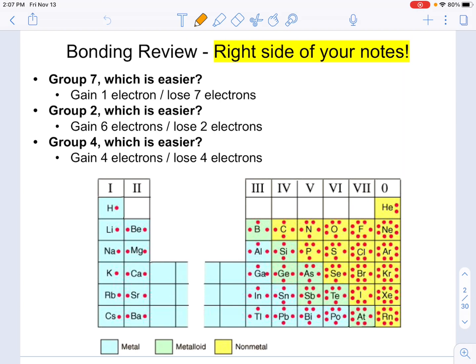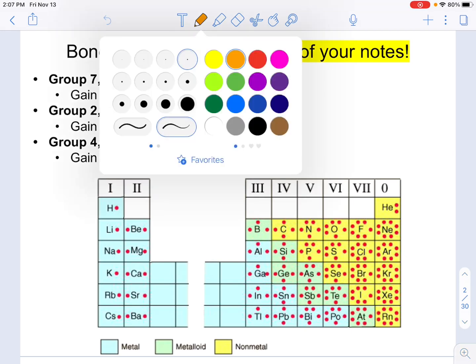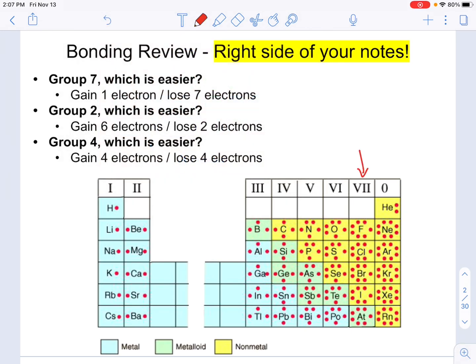Okay, let's take a look at the right side of our notes where it says bonding review. First thing we want to do is look at group 7. Group 7 is right here, and everything in group 7 has 7 outer electrons. Now we know that it wants to get to a stable 8, so is it going to be easier to lose 7 electrons, or is it going to be easier to gain 1 electron? Well, when you think about it, which one's going to take more energy? It's going to be a lot easier to gain 1 electron rather than lose 7.